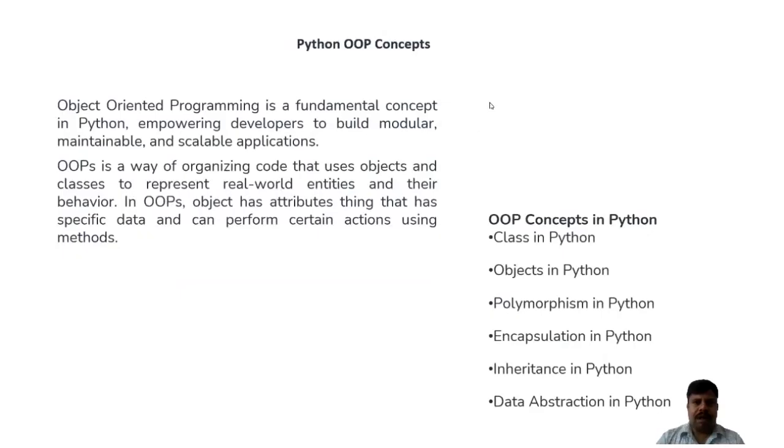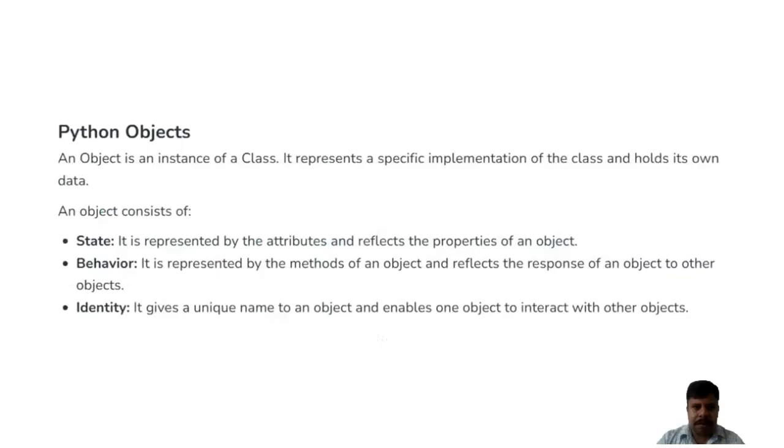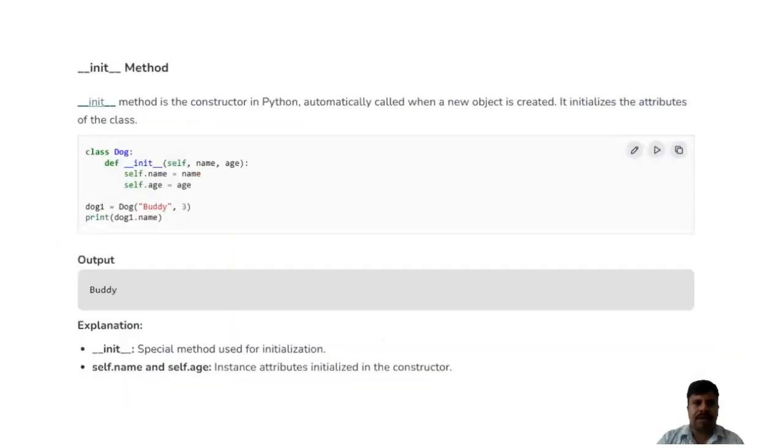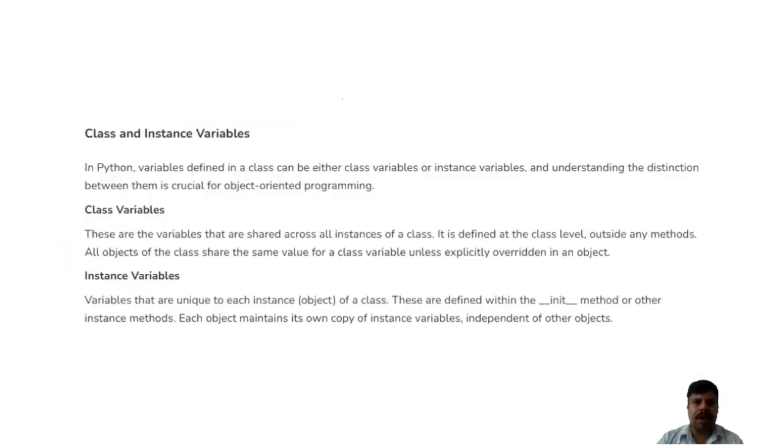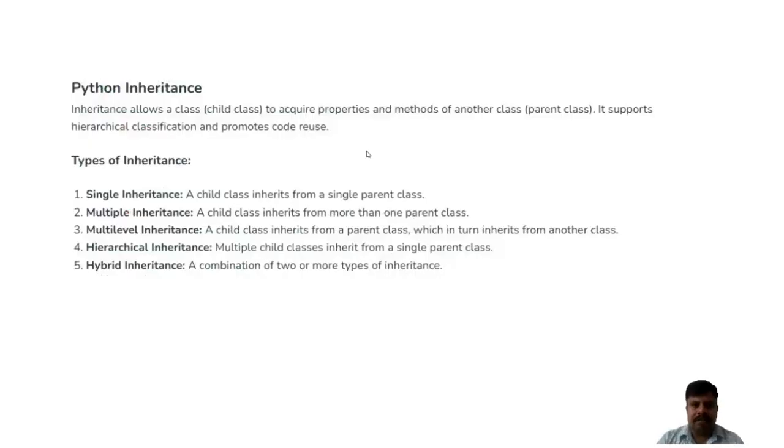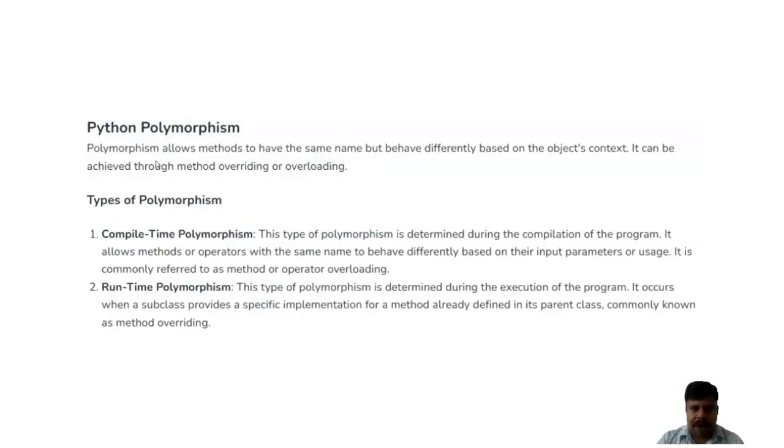Today we will see about advanced Python programming experiment number one. Experiment number one is to implement Python object oriented programming concepts such as classes, next Python objects, next the initialization method, next class and instance variables, inheritance, and polymorphism. These are the main topics in experiment number one.